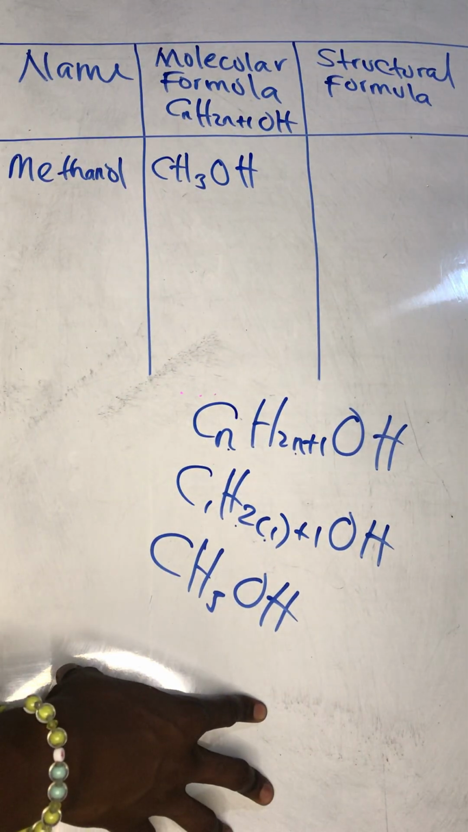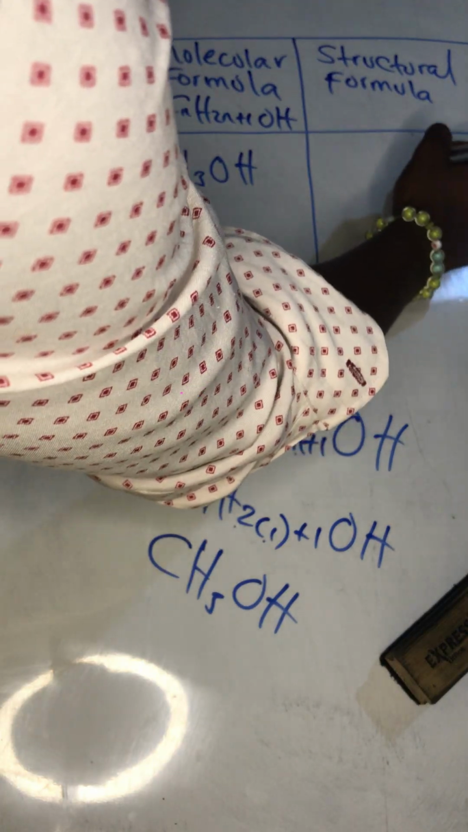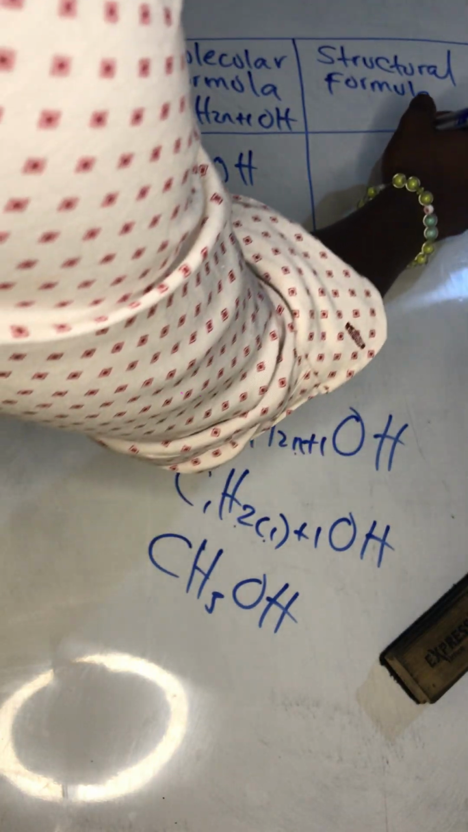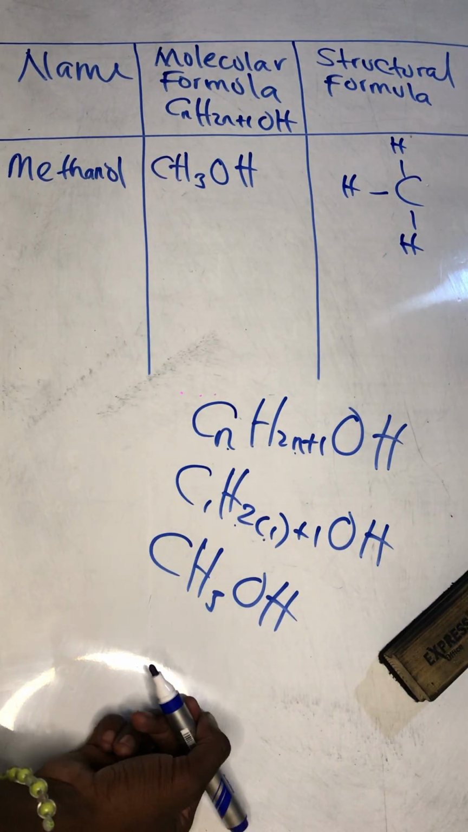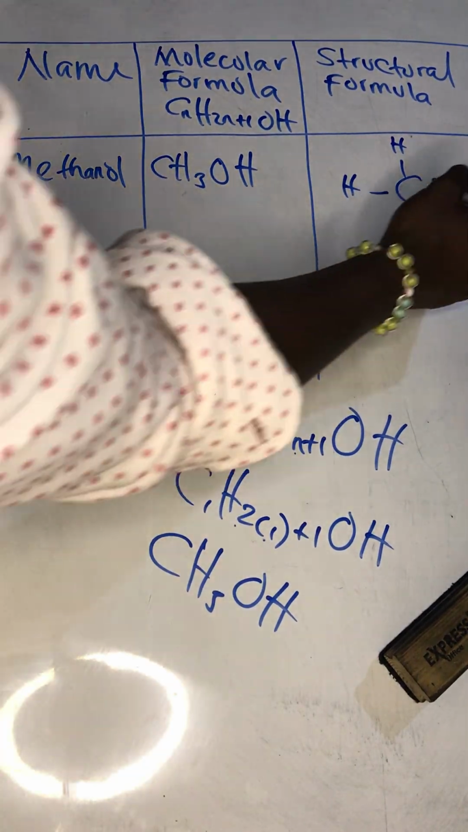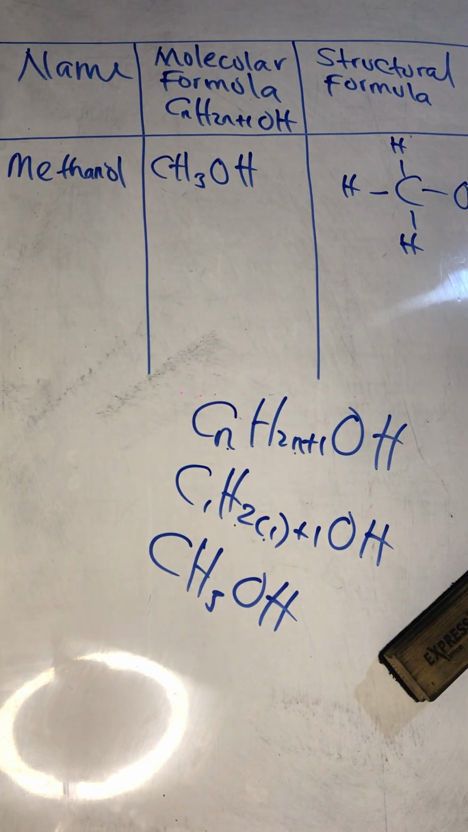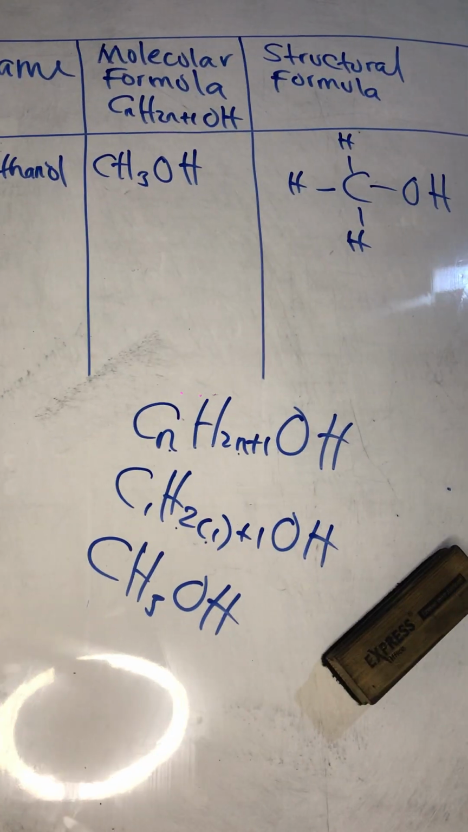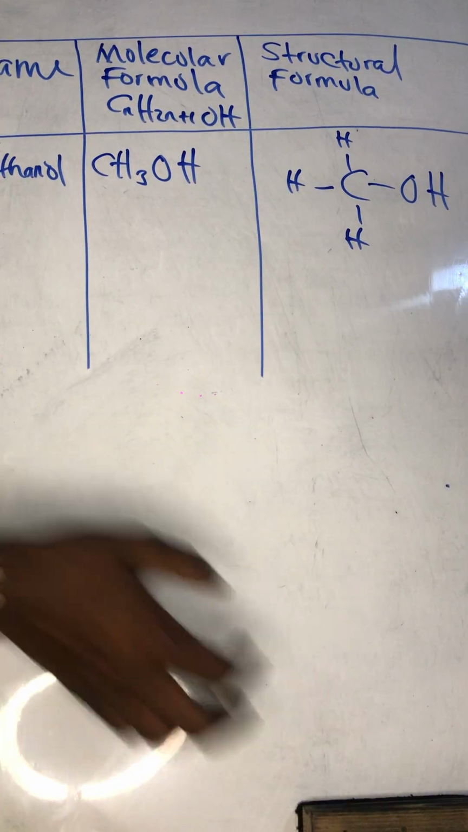So what is going to be the structure of methanol? We only have 1 carbon and 3 hydrogens. So this is 1 carbon. Where are the hydrogens? 1, 2, 3. Remember, each carbon atom can only hold a maximum of 4 bonds, so the 4th one will be there. But then there's OH, so we'll say OH like that. That is the structural formula of methanol.